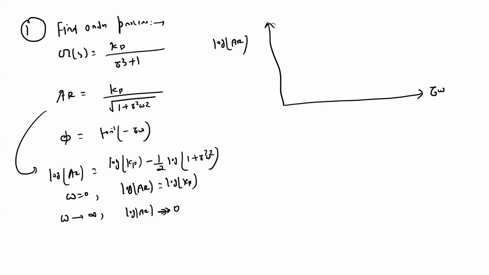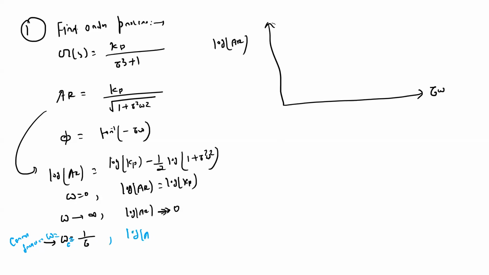Fine. And let's say omega equals 1 upon tau, right? This is called the corner frequency, and it is denoted by omega c. So omega equals omega c, that is equal to 1 by tau.